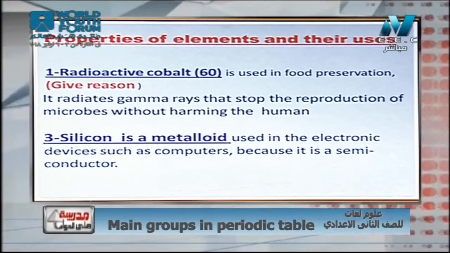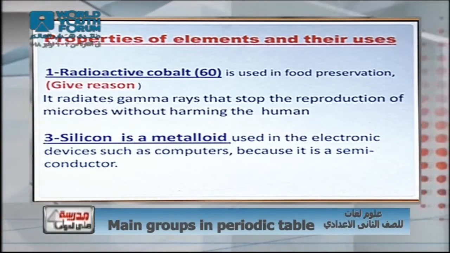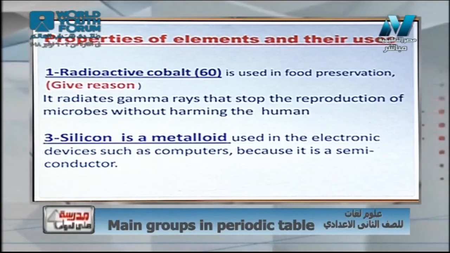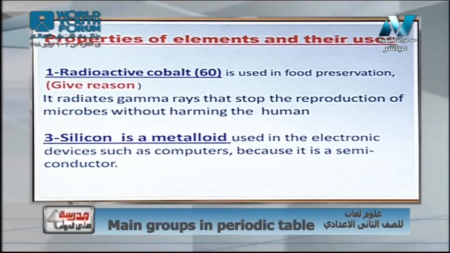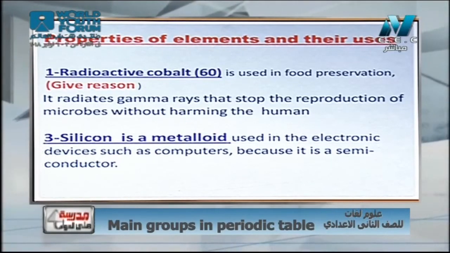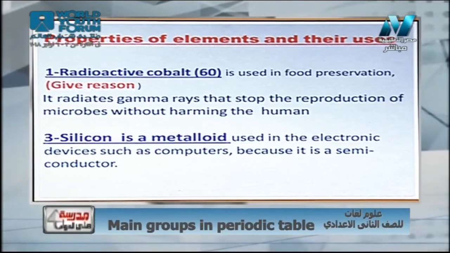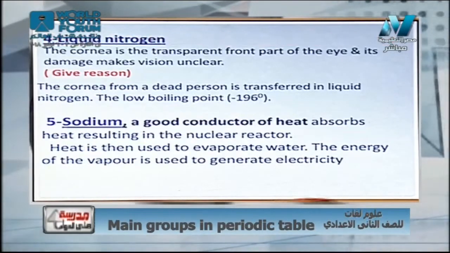Then silicon is a metalloid. We said what's meant by metalloid: it is the element which has both properties of metal and non-metal. Its use is in computers. Why? Because it's a semiconductor. What's meant by semiconductor? The conductivity depends on the temperature.